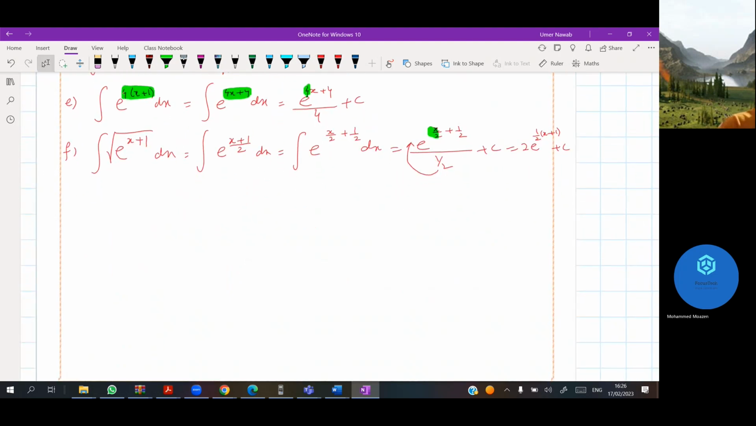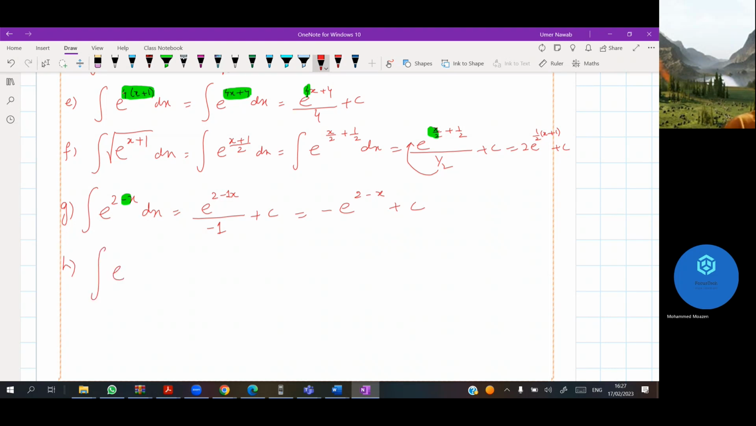Next, after doing the f part, let's move on to our next target, g. G is the integration of e raised to the power 2 minus x. Now, the coefficient of x is minus 1, so 2 minus x, which is negative 1. So we should divide it by minus 1, plus c. And if you want to make it even more beautiful, you can write it as minus e raised to 2 minus x plus c.